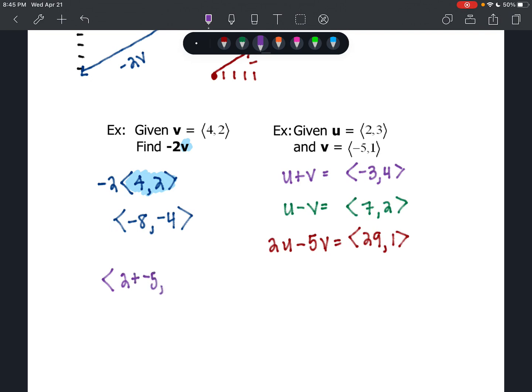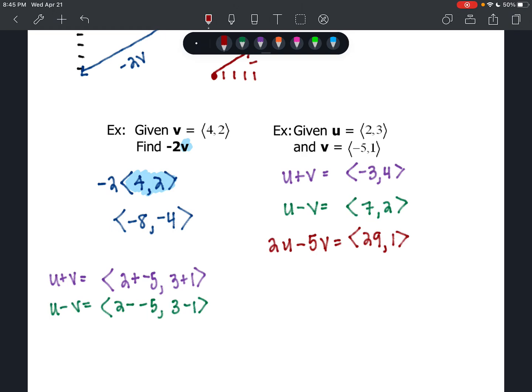2 plus negative 5 and 3 plus 1. That's where U plus V is coming from. And then the next one, U minus V. That was 2 minus negative 5. And it was 3 minus 1. And that's what got us 7, 2.